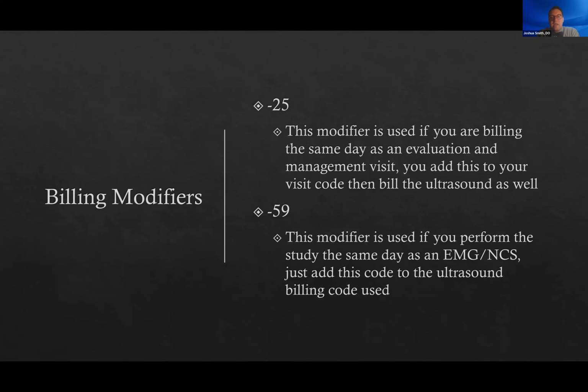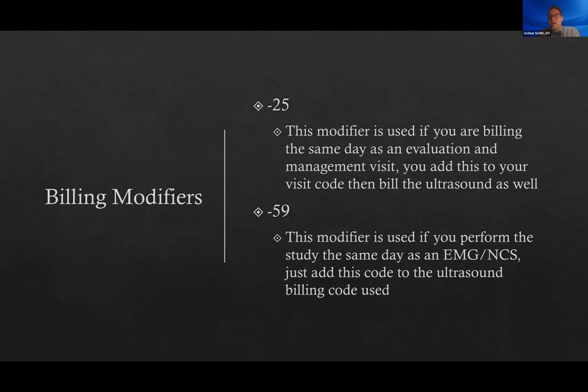Or they're coming in for possible muscular dystrophy or myopathy, and I just want to take a quick look at the muscles. What you do is on your CPT code, or your billing code that you're using for your visit, like let's say it's a new level 4 and it's 99204, you would add the 25 modifier and then bill your ultrasound code. So this just means we've done an evaluation and management visit, and we've also done something else. And you put that 25 modifier on your visit code and then you're able to bill the ultrasound code.